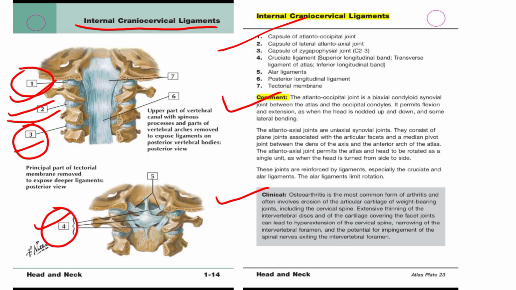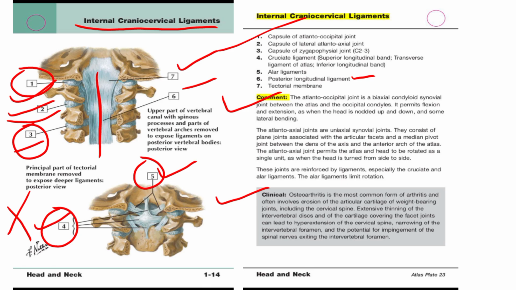Cruciate means it crisscrosses. This is the cruciate ligament, and the 5th label is the alar ligament. This is the alar ligament. Label 6 you can see here is present on the posterior side, so it is the posterior longitudinal ligament, which runs lengthwise. And label 7 here is the tectorial membrane.